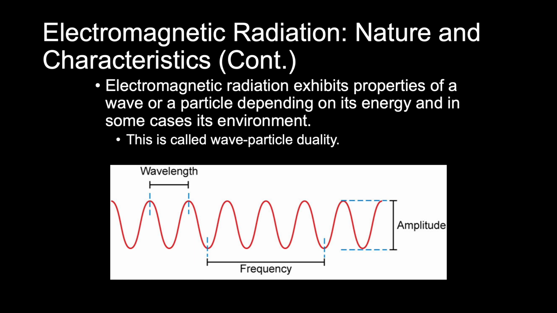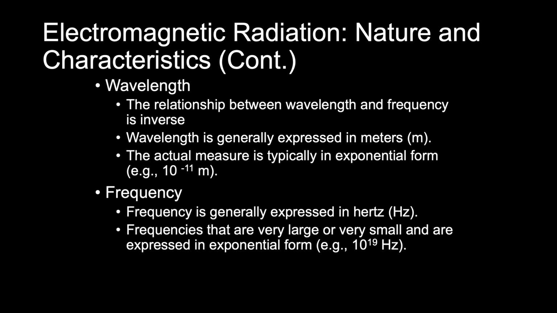In this image, you can see the electromagnetic wave measures. The electromagnetic wave is described by its wavelength, which is the distance from one peak to the next. You can see the amplitude, which is the maximum height of a wave, and the frequency, which is the number of waves that pass a given point per second. Because all electromagnetic radiation travels at the same velocity, the relationship between wavelength and frequency is inverse. That is, the longer the wavelength, the lower the frequency, and vice versa.